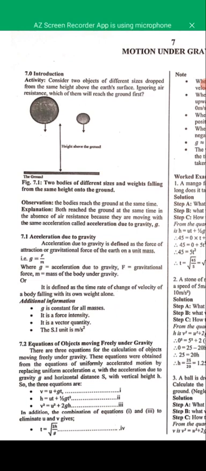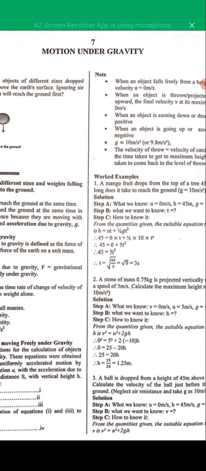Then the second one becomes, instead of S, we now have h. Instead of linear distance, we now have vertical distance called the height. So S equals ut plus half at squared becomes h equals ut plus or minus half gt squared. And the third one, v squared equals u squared plus 2as, becomes v squared equals u squared plus or minus 2gh. So these are the basic equations of motion under gravity.